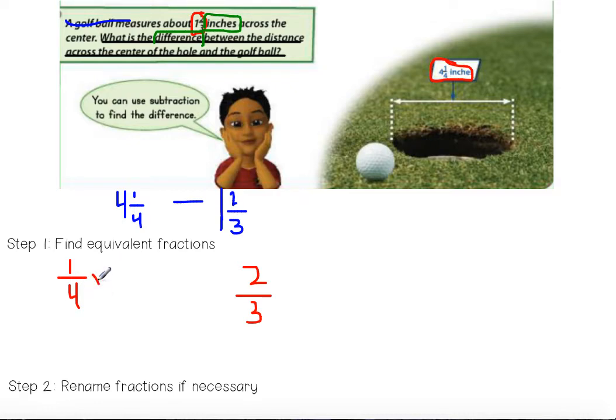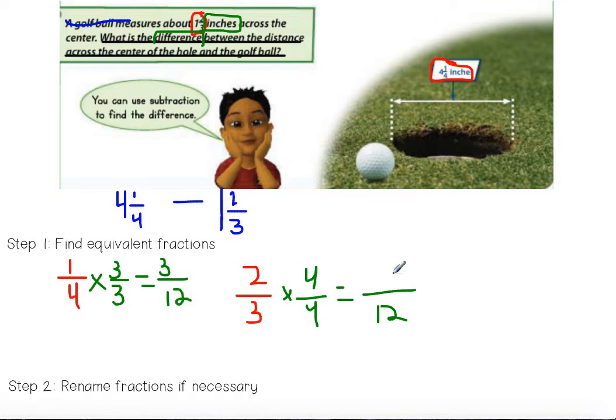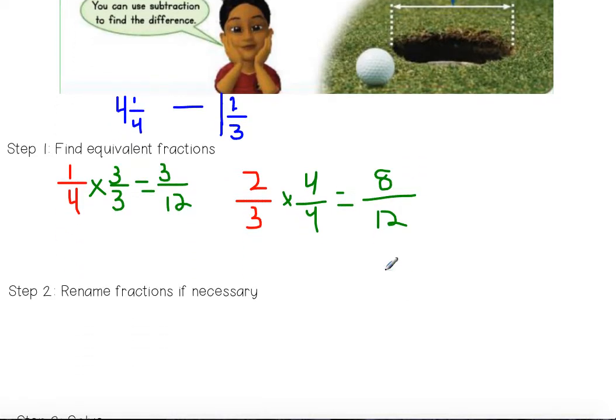So in order to get 12 in the denominator here, I'm going to multiply 4 by 3. Okay, and what I do to my denominator, I need to do to my numerator. 3 times 1 is 3, and 4 times 3 is 12. So my new equivalent fraction for 1/4 would be 3/12. I need to do that for this fraction as well, and in order to get 12 in my denominator here so that they have a common denominator, I need to multiply this by 4. And what I do to my denominator, I also have to do to my numerator, so 4 times 3 is 12. And 4 times 2 is 8. So my new equivalent fraction would be 8/12.